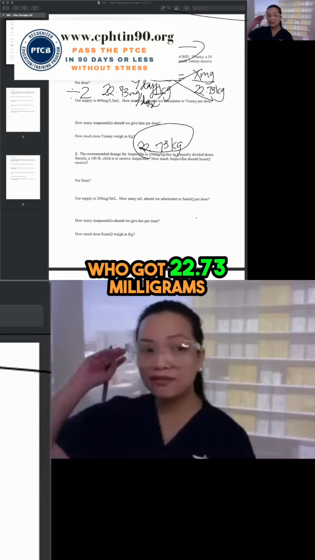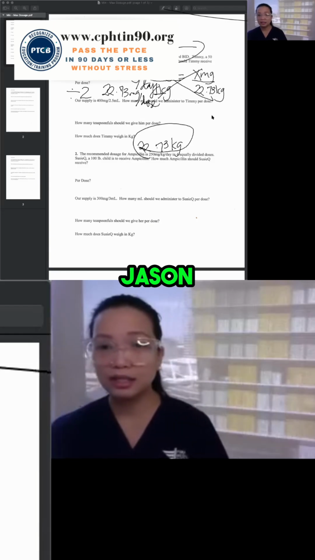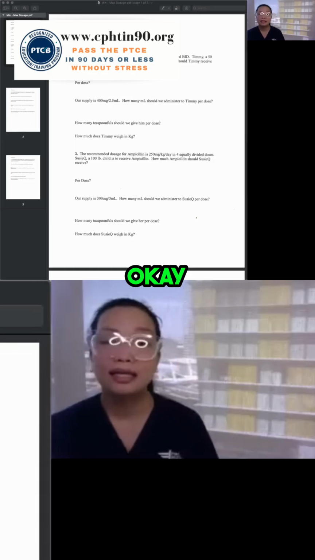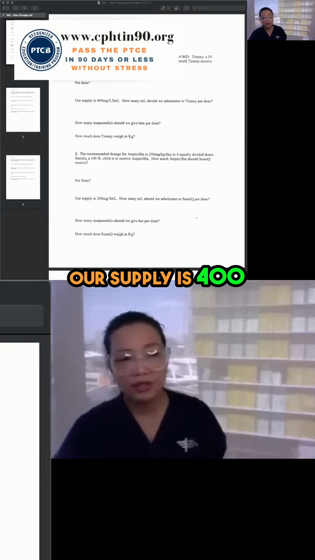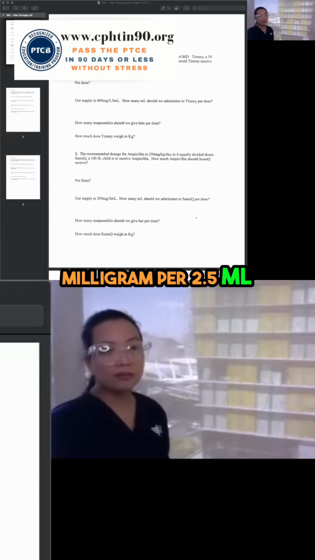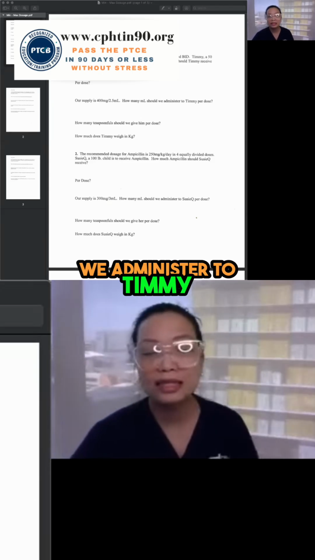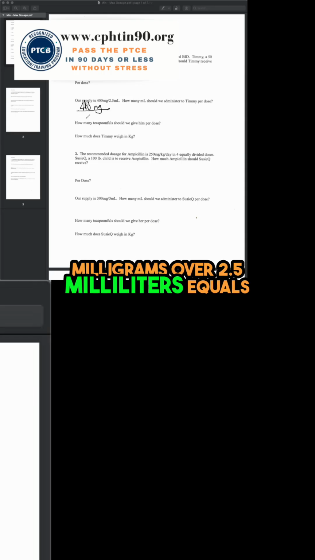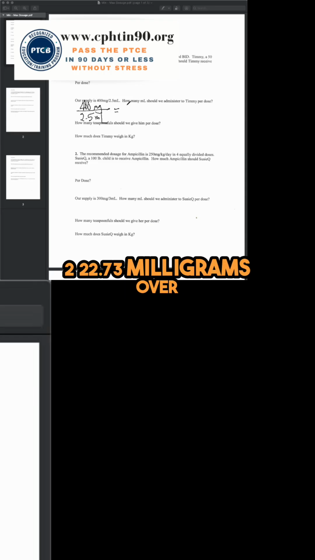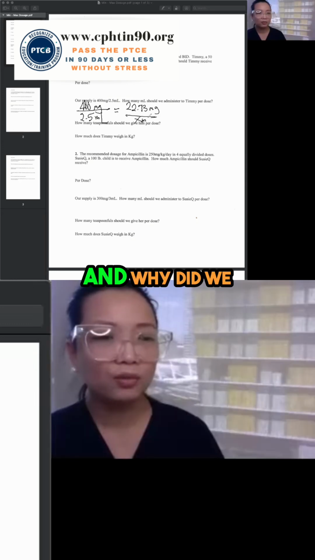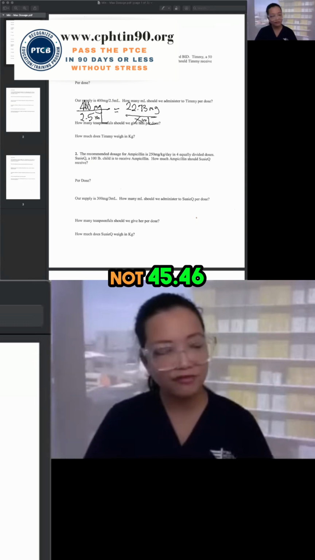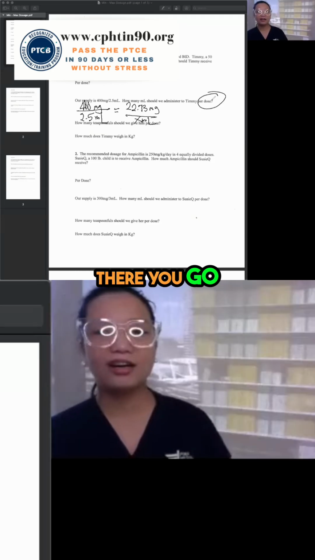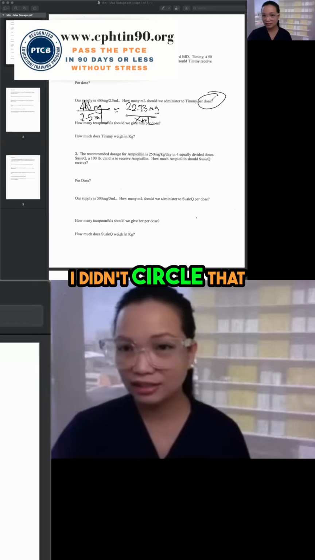Who got 22.73 milligrams per dose? Hands up. Good job. Jason, Nate, Christine, Shauna. Okay. Let's continue, Stormy. Our supply is 400 milligrams per 2.5 ml. How many milliliters should we administer to Timmy per dose? So would this be 400 milligrams over 2.5 milliliters equals 22.73 milligrams over X ml? Correct. And why did we use 22.73, not 45.46? Because we're calculating per dose. There you go.